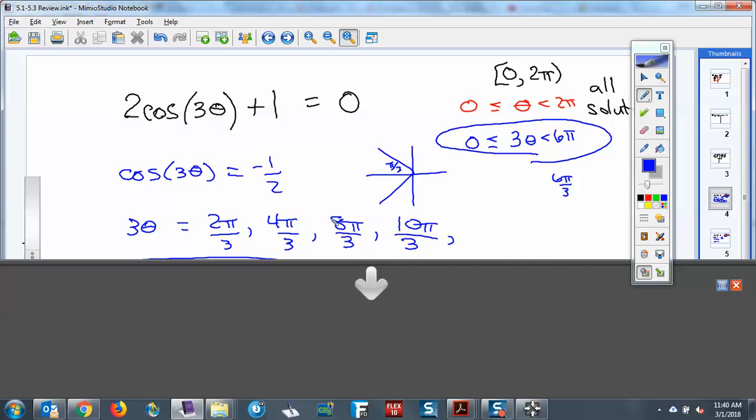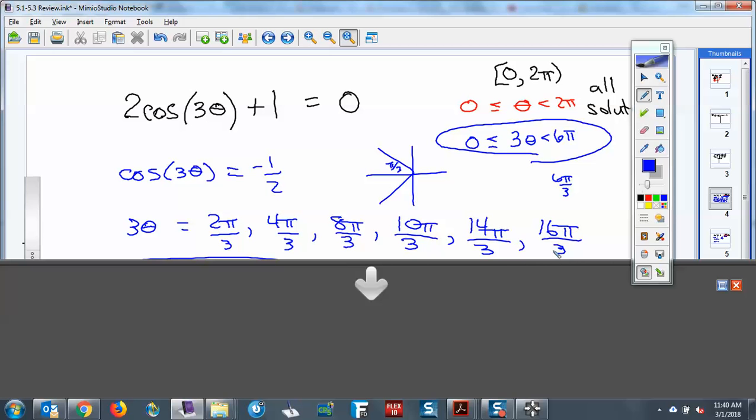Okay, and then I keep going. On this 8 pi thirds, I'm going to add another 6 pi thirds, so that's 14 pi thirds. And on this 10 pi thirds, I'm going to add on another 6 pi thirds, so that's 16 pi thirds. Now again, what is that? That's 5 1/3 pi, right? 16 over 3 is 5 1/3.